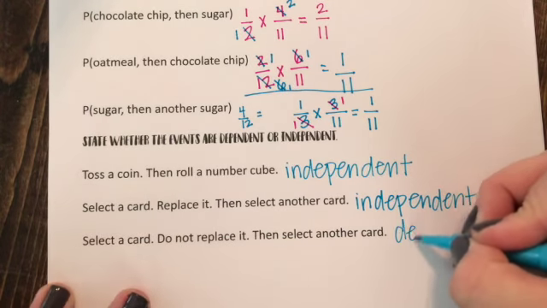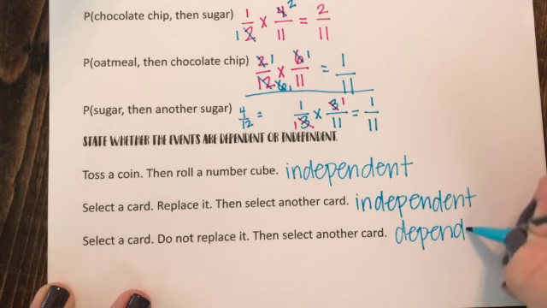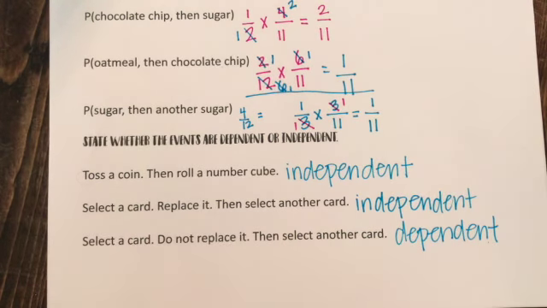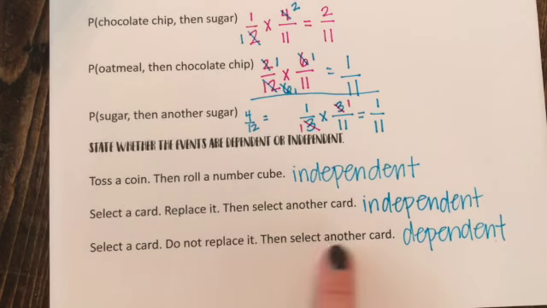That's dependent. Okay, if I had 10 cards and one of them had $1 million written on it, if I picked the $1 million card first, would that affect your chances of getting it next? Yes, right? So dependent because I did not replace it.